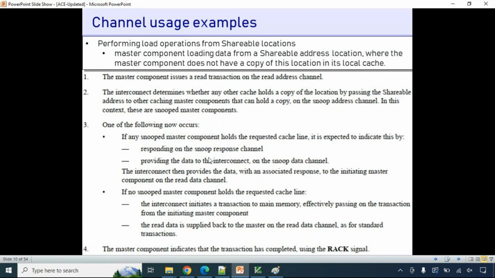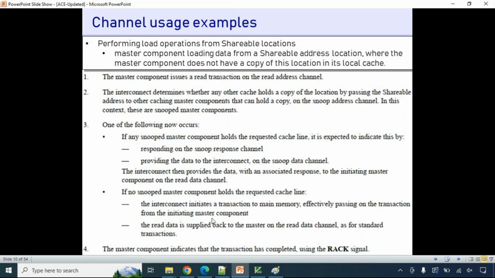So this is the case where one of the master components has the requested cache line. Let's say it can be either master 2 or master 3. If no snooped master component holds the requested cache line, meaning it doesn't have it, the interconnect initiates the transaction to the main memory. Now the interconnect knows that these two masters don't have that cache line. The interconnect initiates the transaction to the main memory, effectively passing on the transaction from the initiating master component.